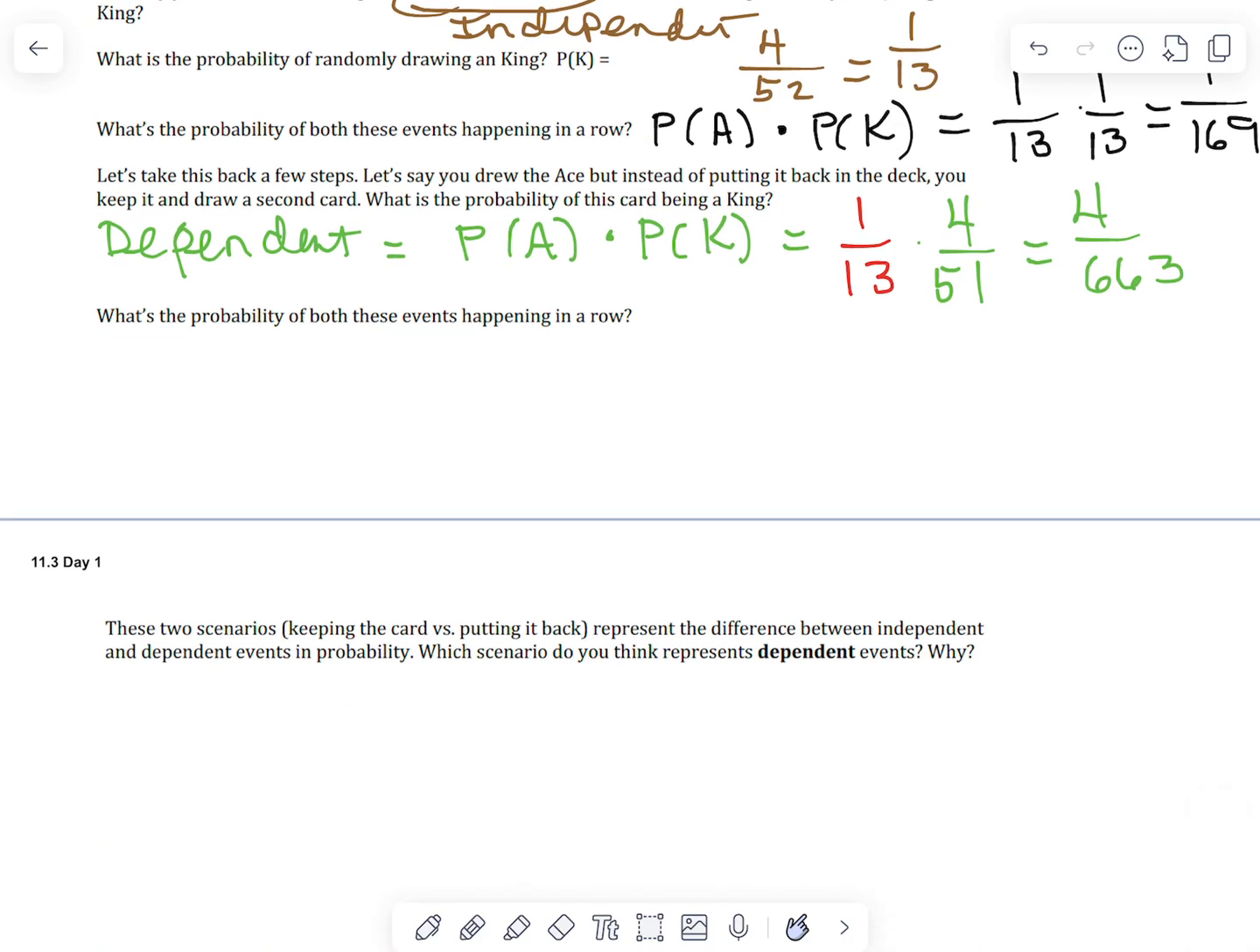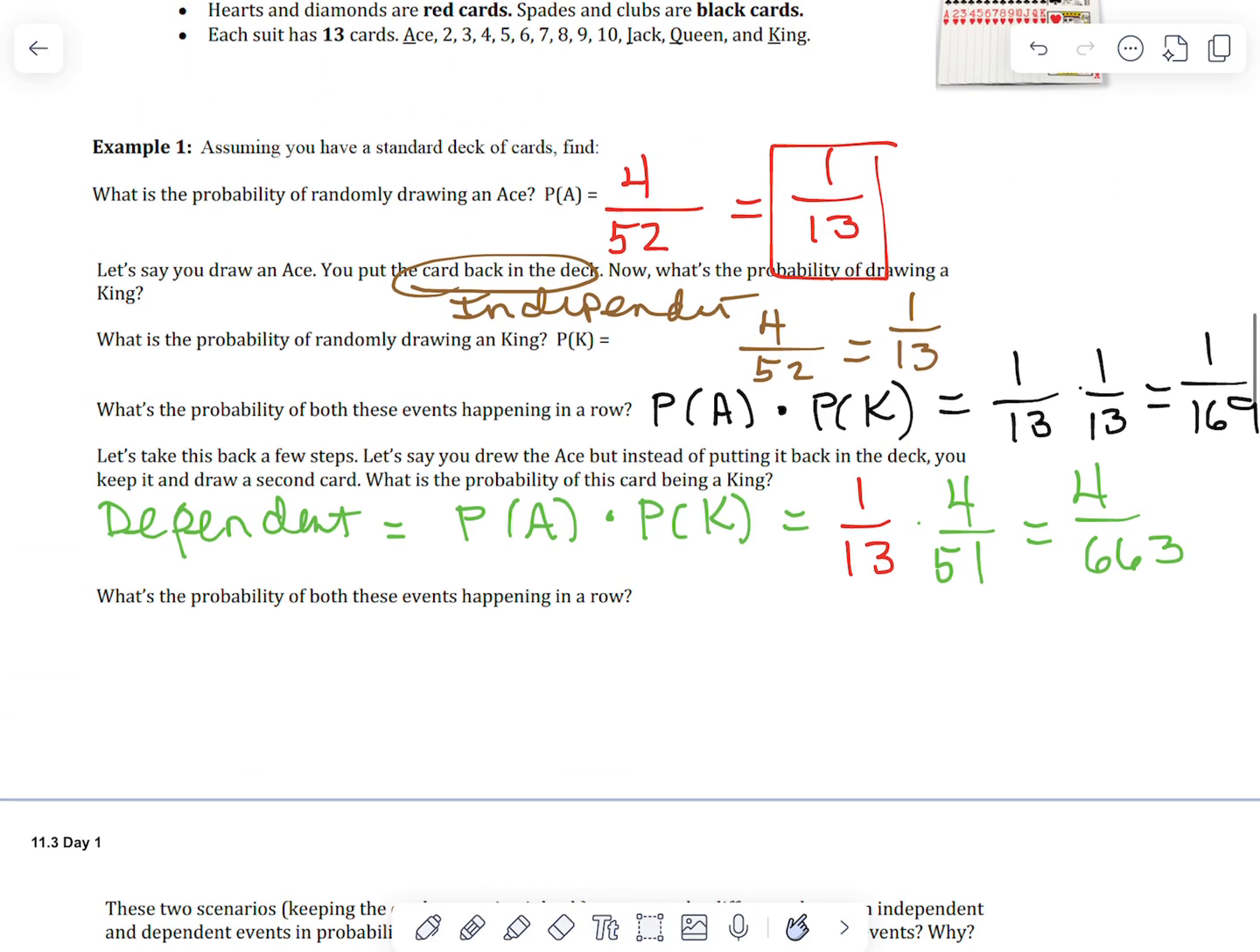These 2 scenarios of keeping the card or putting it back represent the difference between an independent and dependent event. Which scenario do you think represents the dependent? And we talked about that already. So when you put the card back, this is considered an independent event. And then when we do not put the card back, it's a dependent event, and it affects the second event. When we took the king, we had 1 less card to choose from.